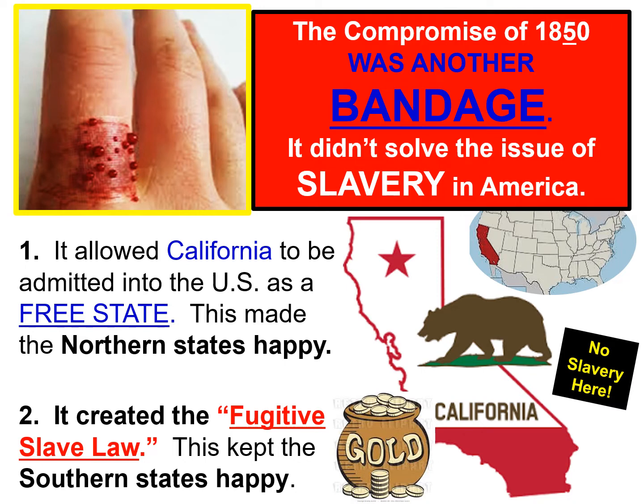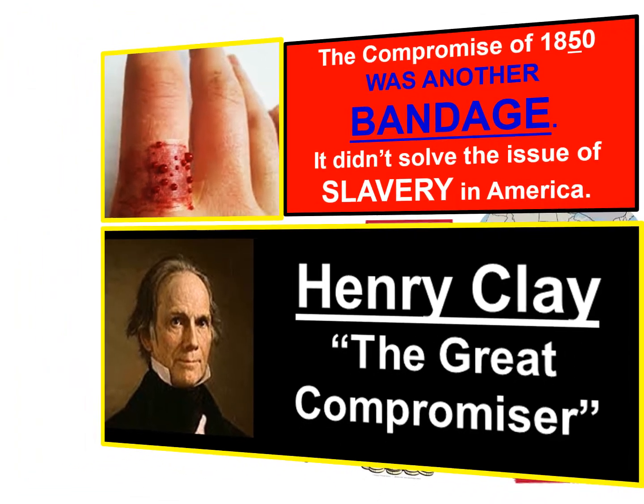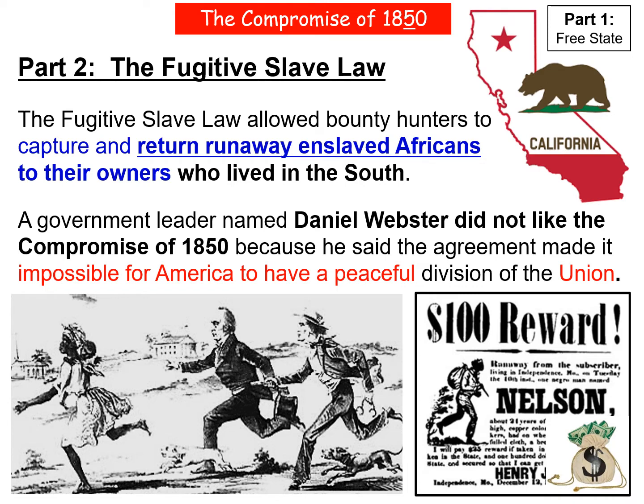The Missouri Compromise of 1820 was a bandage. The Compromise of 1850 was just another bandage, but it still did not solve the issue of slavery. Again, that was Henry Clay. This was his idea. So this is the second time this man has helped America avoid a war, trying to appease the North and trying to appease the South, but still not dealing with the issue of slavery in America. Let's take a look at the Compromise of 1850.